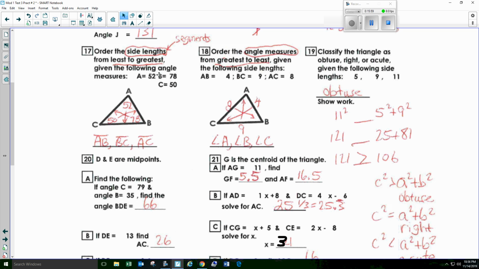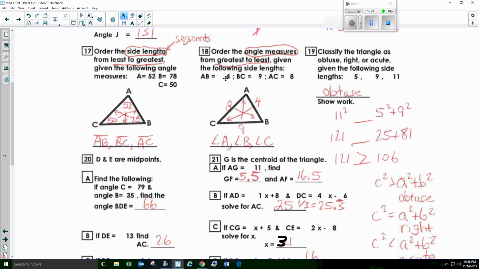Okay, so now we just put in the angle measures. And all I have to do is I know the angle from the opposite side. That's why you see these arrows right here. And so we want it from least. What's the smallest number here? 50. That's from that side. So AB is the smallest. 52 is the next smallest angle. That's from BC. So BC is the next. And of course 78 is the longest then. AC should be 3 points.